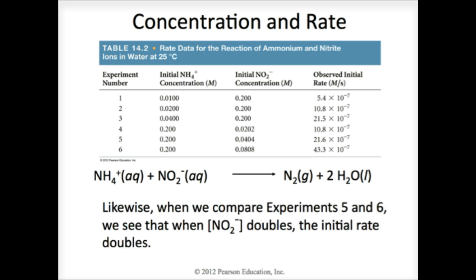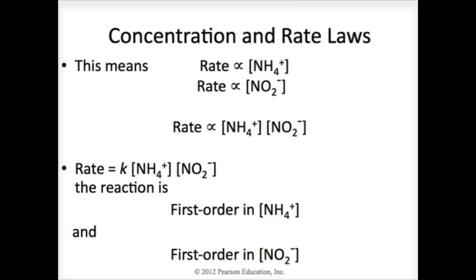When we look at the NO2 on the other hand, and we compare 5 and 6, so here's your experiment 5 and 6, we doubled the concentration and the speed doubled. So what we see is a direct relationship between both the NH4 and the NO2. So the thing to recognize is I have, in essence, a proportionality. In other words, the rate was proportional to the change. And that means that these were first order reactions, both of them.